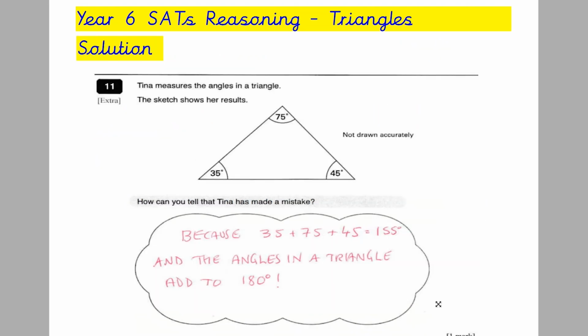Okay, and there you can see the solution. They've written it slightly differently because 35, 75, 45 is 155, and the angles in a triangle add up to 180. So there's a different way of you being able to explain it, and you can see showing your working also is a good way of explaining it as well.